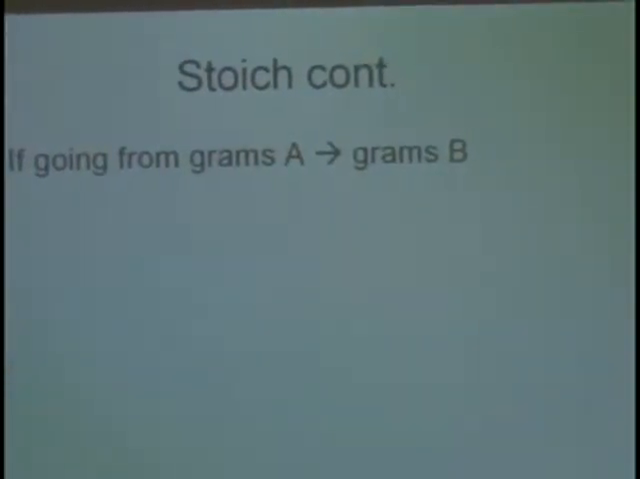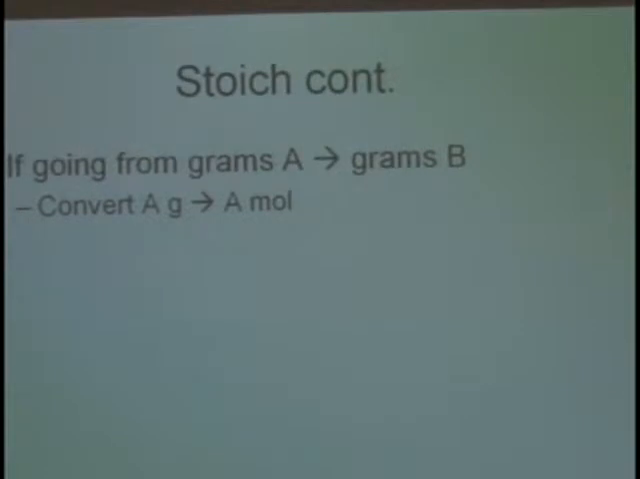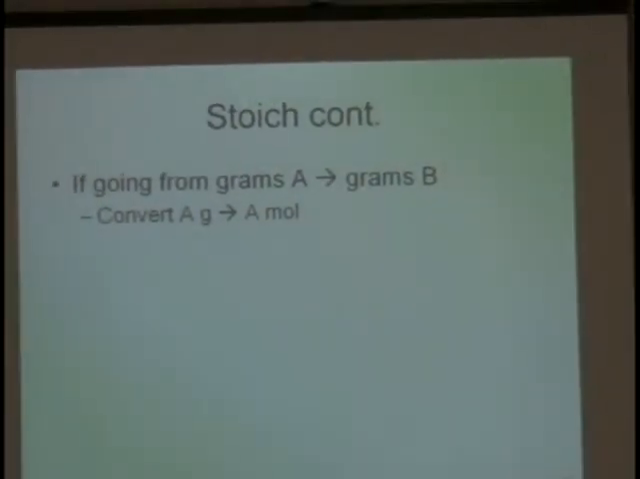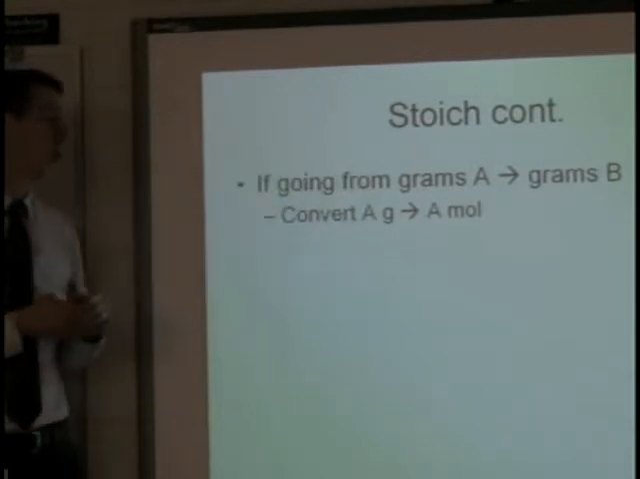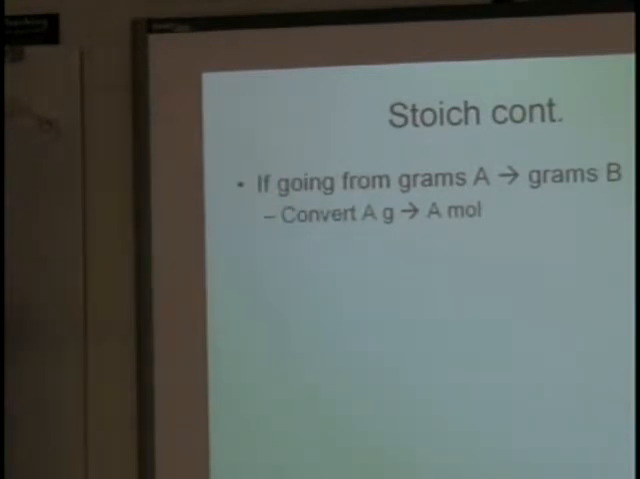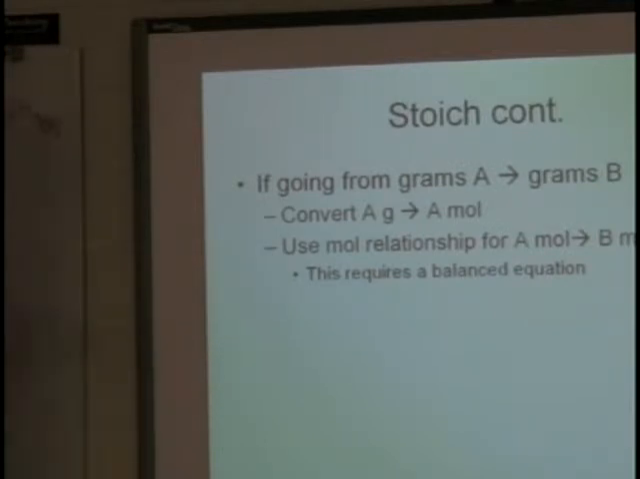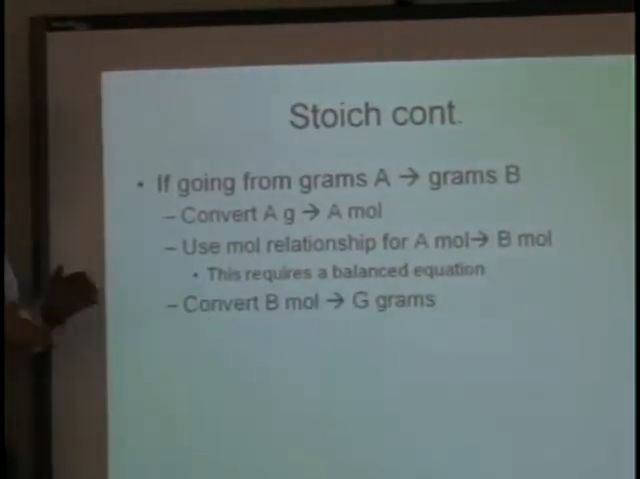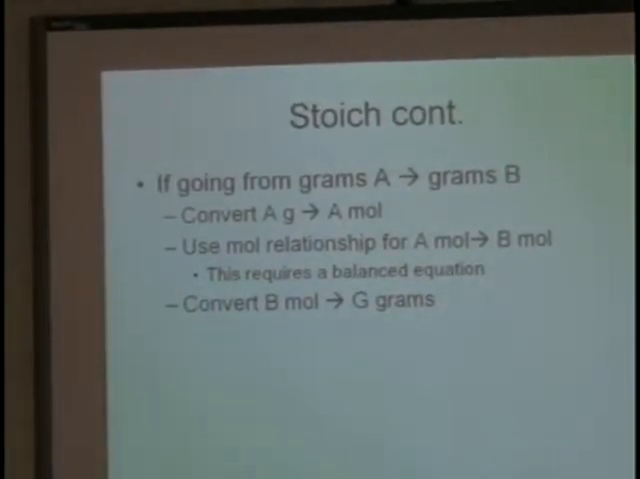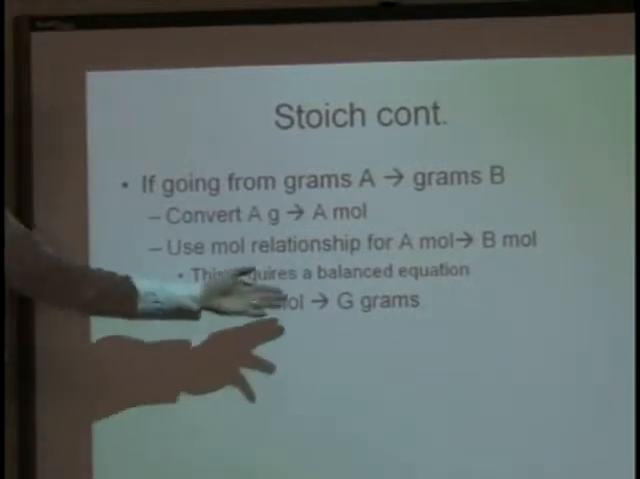Sorry, if you're going from grams of A to grams of B, the first thing you have to do is convert from your element A or compound A grams to moles, which is what I showed you earlier in this chapter when dealing with the periodic table. Secondly, use the mole relationship from the balanced equation of stoichiometry to go from moles of A to moles of B. Then finally, you convert from moles of B to grams. I should just have a B there, sorry.